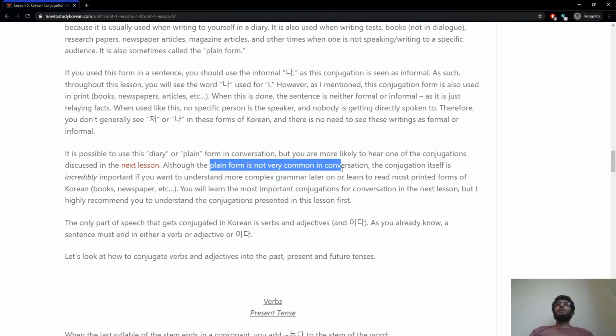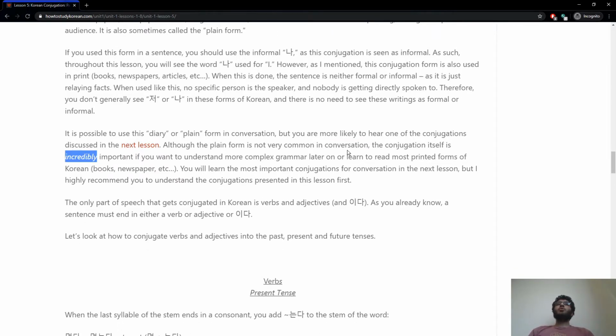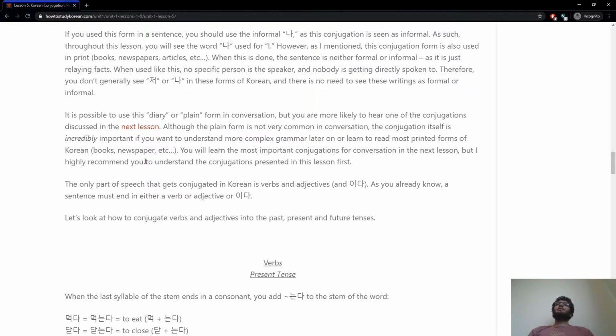I'm not going to go over that right now because we have a long lesson ahead of us. Although the plain form is not very common in conversation, the conjugation itself is incredibly important. Very true. If you want to understand more complex grammar or to read more printed forms of Korean, like books and newspapers. I never had problems with that, honestly, even though they use the plain form. As long as you learn the plain form and then the forms that come after it, going back to the plain form is very simple, in my opinion.